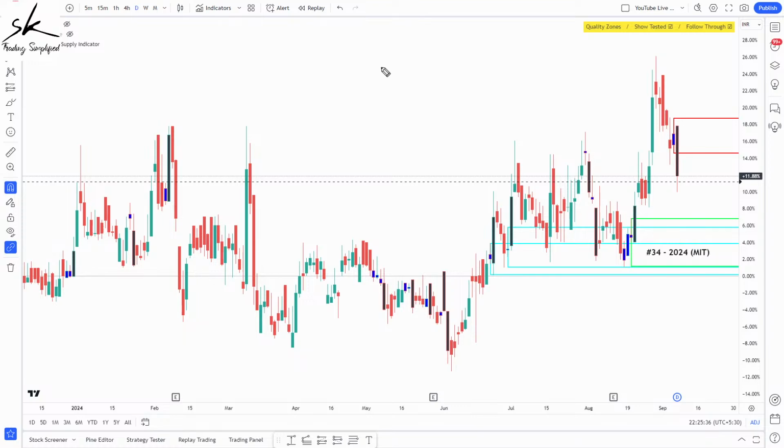Now, the first thing you need to remember is that demand supply methodology is price action based. Now, what do we mean by price action? Price action means the action done by the price. And what action can price do? Only two things. It can either move up or move down. It cannot do anything else.